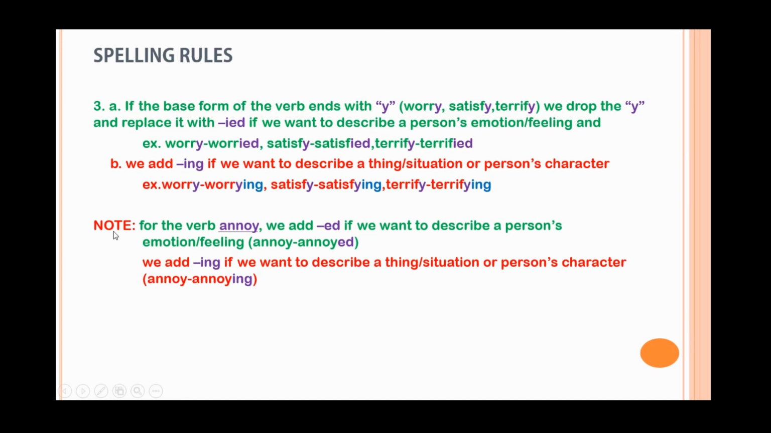Please take note, for the verb annoy, we add ed if we want to describe a person's emotion or feeling. So annoy becomes annoyed. And we add ing if we want to describe a thing, situation, or person's character. Annoy, annoying.